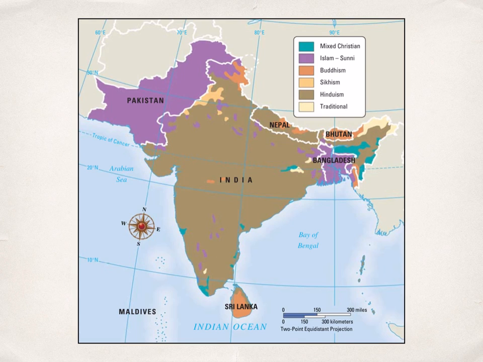Here you have a map of the Indian subcontinent showing where the different religious groups live. And you can see that in India, and parts of Nepal and other places, it's mostly Hindu. And then the purple areas, those would be the Islam areas or the Muslim areas. And you can see Pakistan and Bangladesh mostly include Muslims. But there's still many Muslims living in India today.